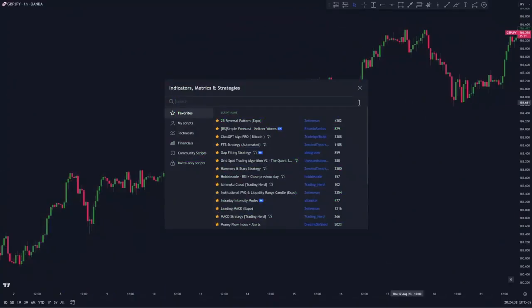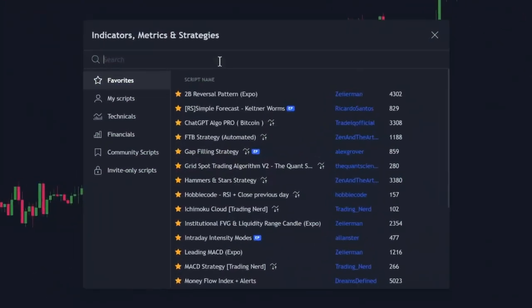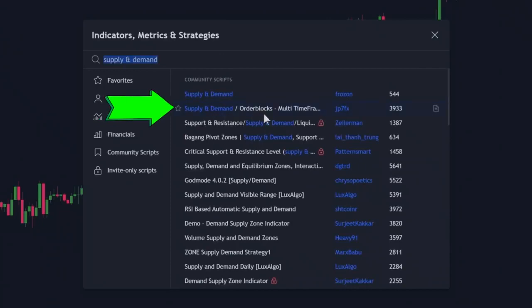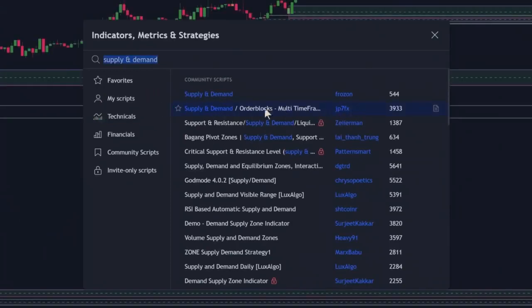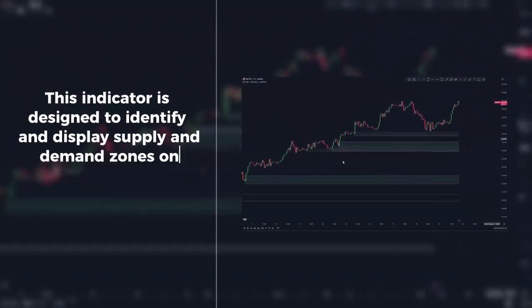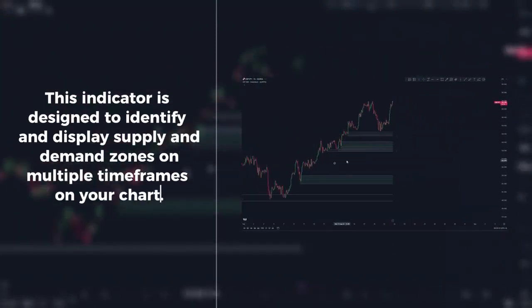To add it to your chart, open the indicator search tab and type in supply and demand. Select this one by JP7FX. This indicator was designed to identify and display the supply and demand zones on multiple timeframes on your chart.